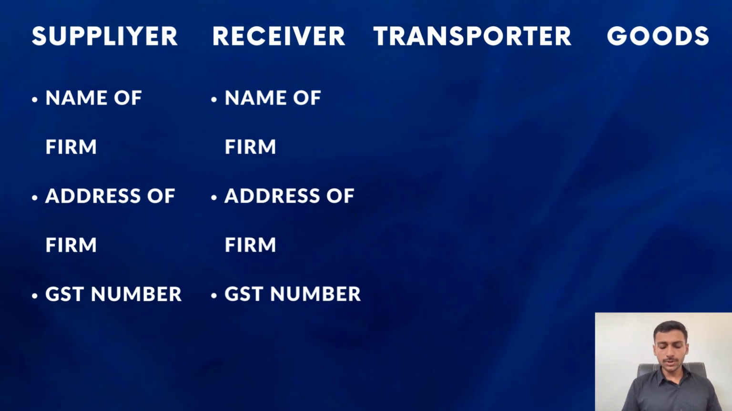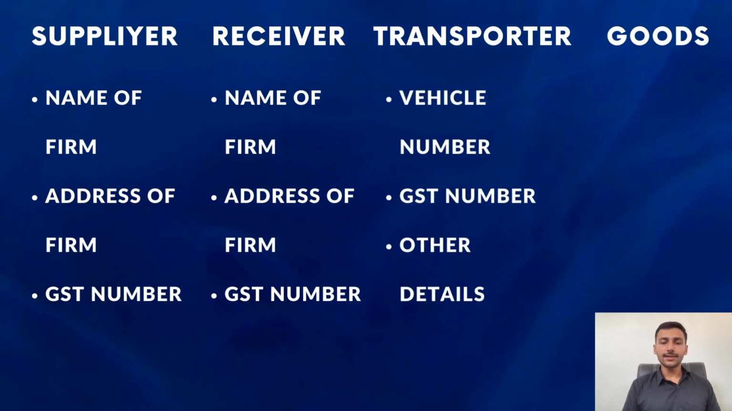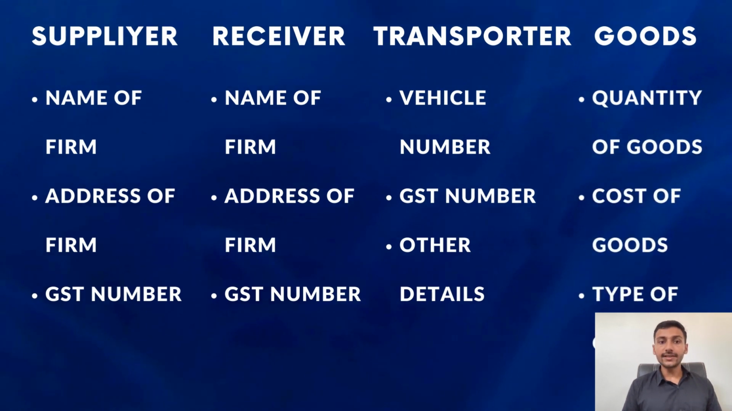For the transporter, we need vehicle number, GST number, and other vehicle details. And we also need some information about goods: the quantity of goods, cost of goods, and the type of goods which are being transported.